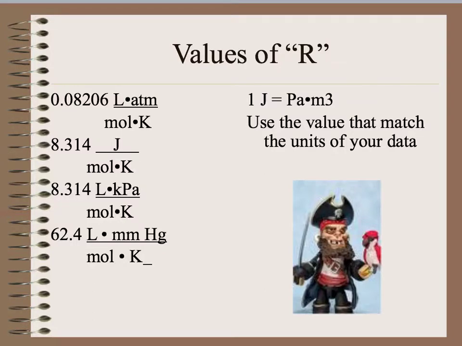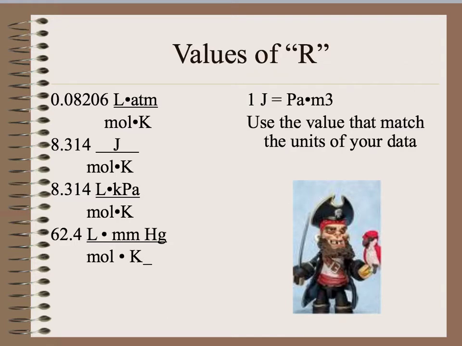Here are those values for R, the universal gas constant, that you're going to want to write down. These units are a little bit weird. This first one is 0.08206. The units are all four of these together: liter atmospheres per mole Kelvin. And you have to write those units each time. It's just weird, but that's what you have to do. Then 8.314, and the one that you're going to use most often is this one, liter kilopascals per mole Kelvin. And then 62.4 liter millimeters of mercury per mole Kelvin.